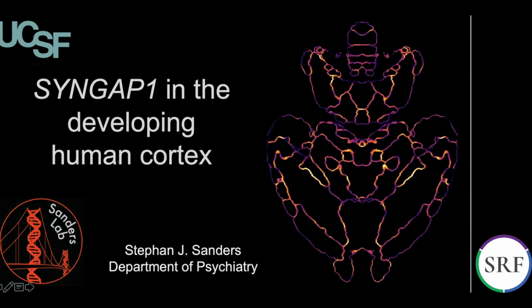Our talk today is with Dr. Sanders, and it's titled SynGAP1 in the Developing Human Cortex. Dr. Sanders speaks to us today with experience in a number of different roles related to patients with developmental disabilities and autism spectrum disorder. He was first a pediatrician in his home country, the United Kingdom. In 2007, he and his wife moved to the United States, where he took a postdoctoral research position at Yale in Dr. Matthew State's lab and completed his PhD work. He is currently an assistant professor at UCSF in the Department of Psychiatry.